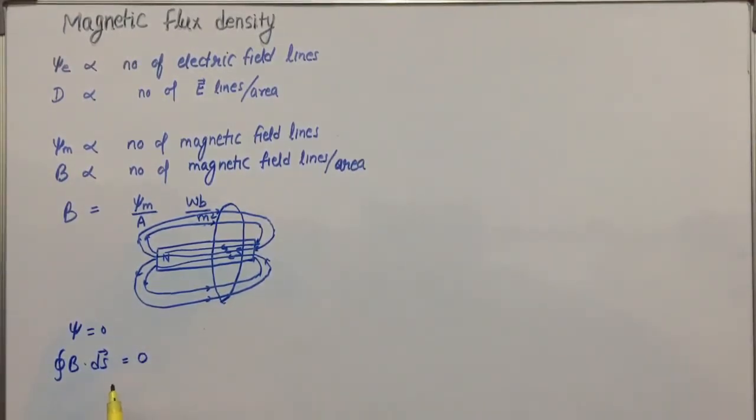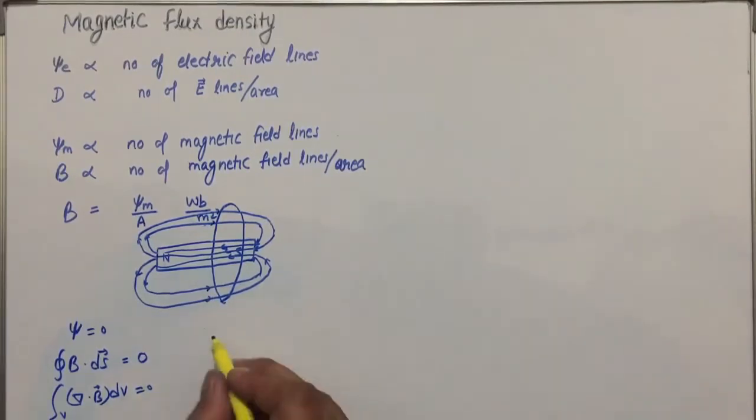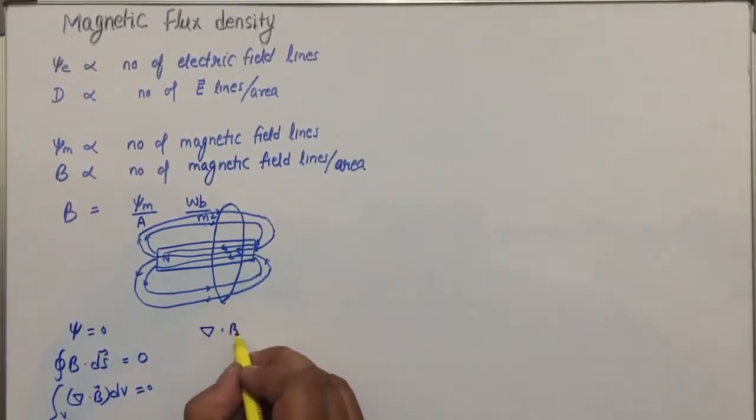And if it is equal to 0, then this in volume integral form can be written using the divergence theorem, if we recall. Then the integral of del dot B dV over the volume will be equal to 0. So from here we can say the integrand will be equal to 0, because it is valid for every volume. So del dot B will be equal to 0.